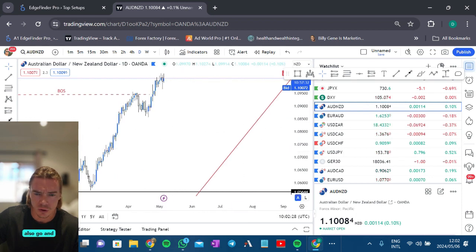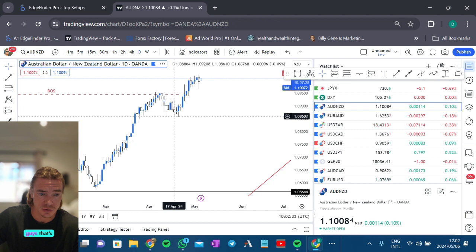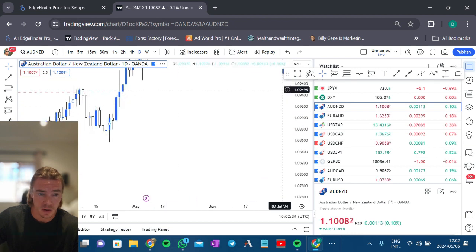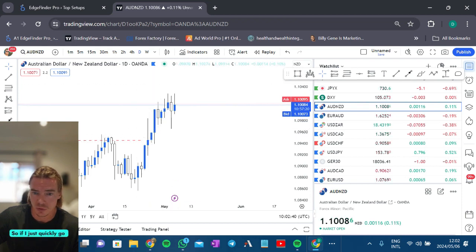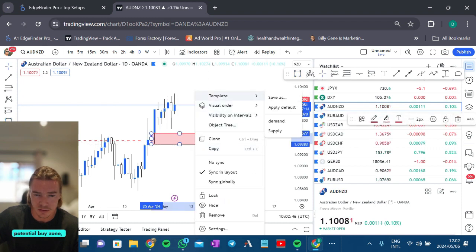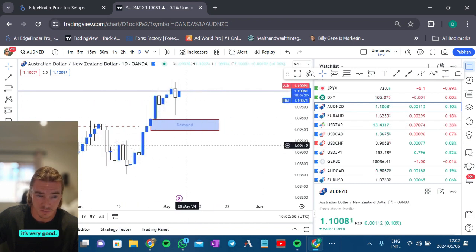And now I want to also go and just look for my candle patterns. And that is as simple, guys, as just looking at it from this perspective. We have a candle that is much bigger than the other ones. So if I just quickly highlight this area here, label it and say to myself, okay, cool, this is a potential buy zone, which is one, remember, on a high time frame, meaning it's very good.